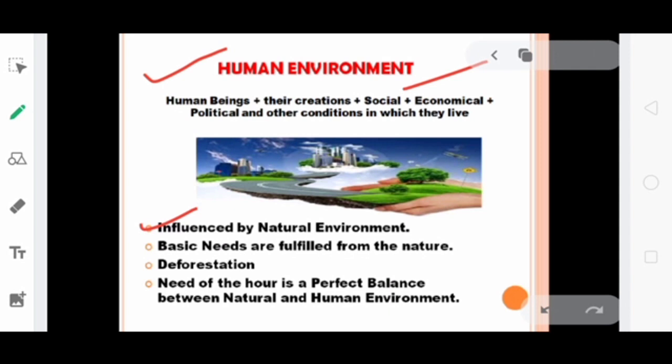Basic needs are fulfilled from the nature. As a result of modification by human beings, deforestation occurs, which is a threat to the mankind. So the need of the hour is to have a perfect balance between the natural and human environment. A perfect balance is necessary between the natural and human environment because humans must learn to live and use their environment in a harmonious way.